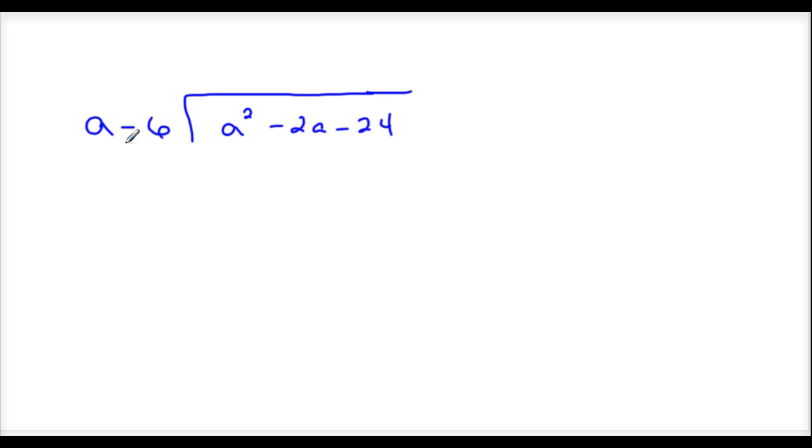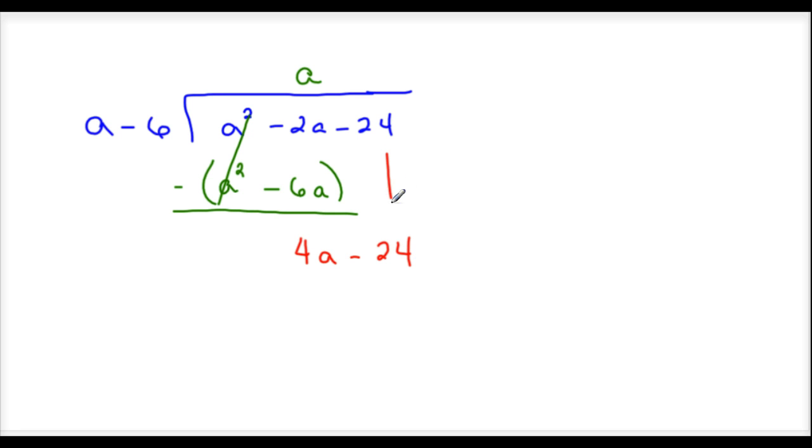Okay, next one. The quantity a minus 6 divided into a squared minus 2a minus 24. A goes into a squared how many times? A times a is a squared. Negative 6 times a, negative 6a, parentheses, subtraction sign. A squared minus a squared goes to 0. Negative 2a minus negative 6a, which is the same thing as saying negative 2a plus 6a, which is 4a, minus 24, bringing down the negative 24.